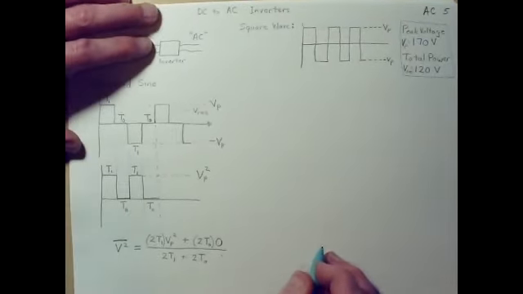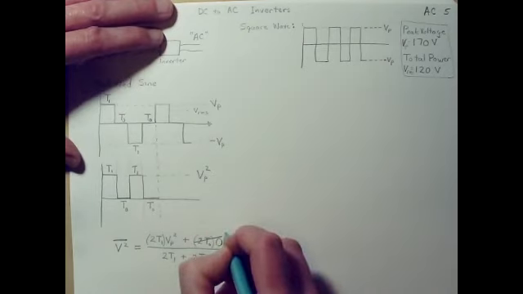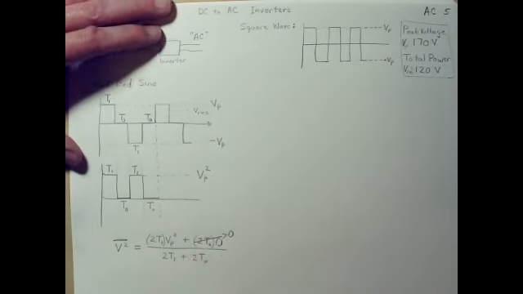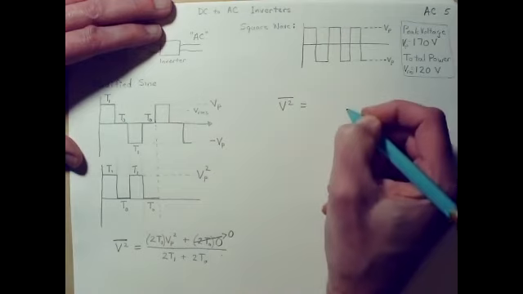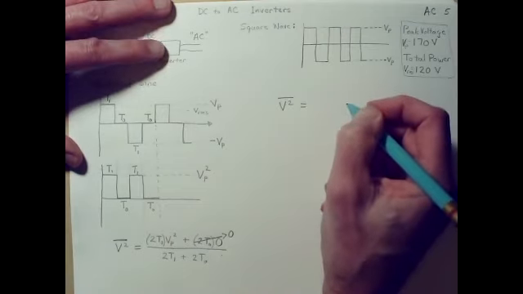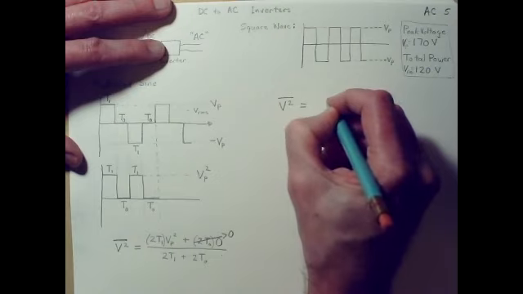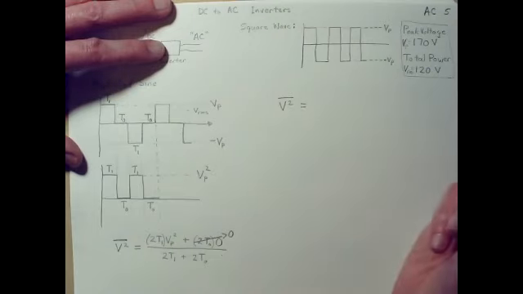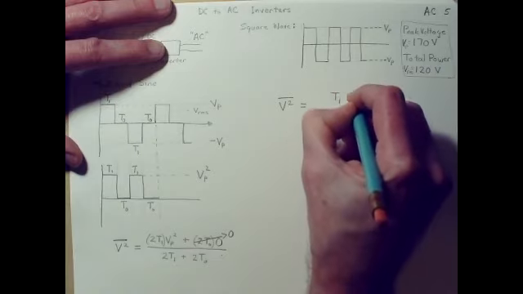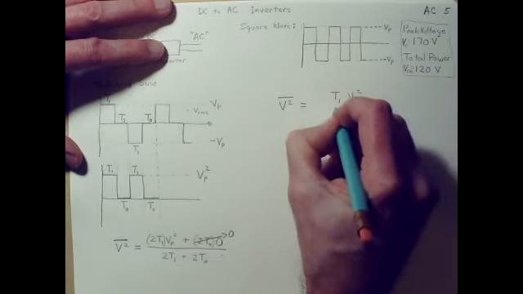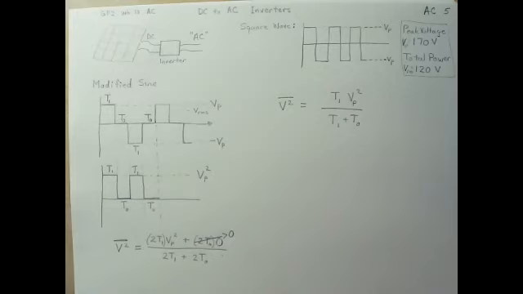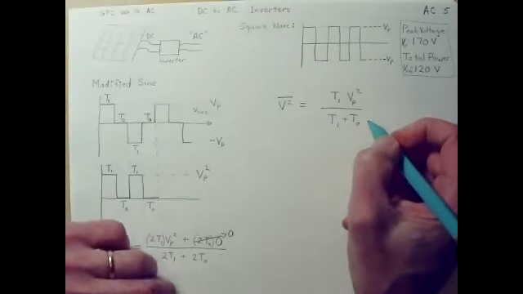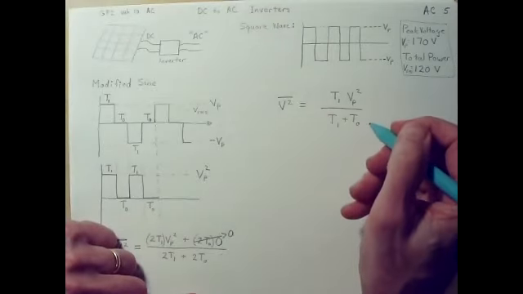Well, let's keep going here. This term, of course, is 0. And so we're going to get that V squared bar is going now to equal, well, what shall I do? Should we get rid of all the 2's, divide everything by 2? We're going to have T1 times V peak squared divided by T1 plus T0. Now, remember what we're after. Well, let's keep going, I guess.